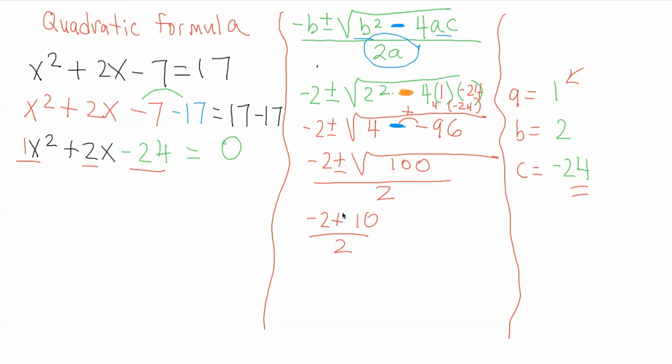So this is going to be one of our answers here. We have a negative 2 and a 10. Those two signs are different, so we must subtract. We get an 8 over 2, which is the same as x is equal to 4.